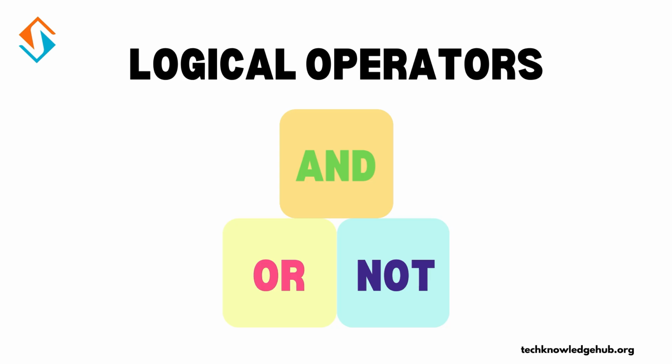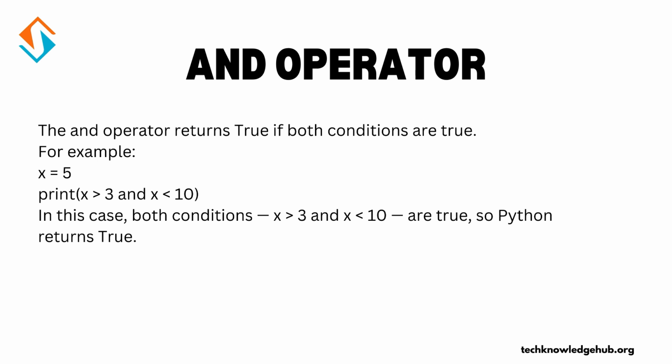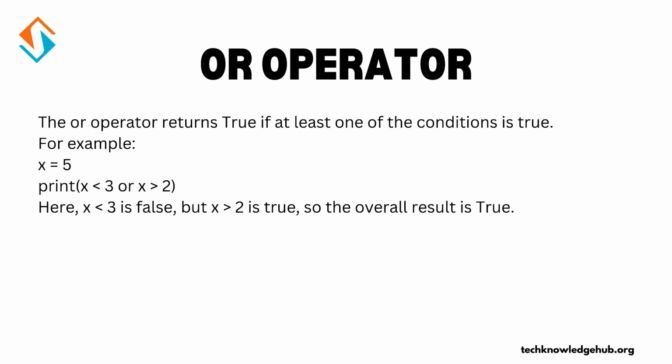These operators are used to combine comparison statements and return a true or false result based on the conditions. Python has 3 logical operators, that is AND, OR, and NOT. First is the AND operator. The AND operator returns true if both conditions are true. Here's an example. x = 5, then print(x > 3 and x < 10). In this case, both conditions, x greater than 3 and x less than 10, are true. So Python returns true.